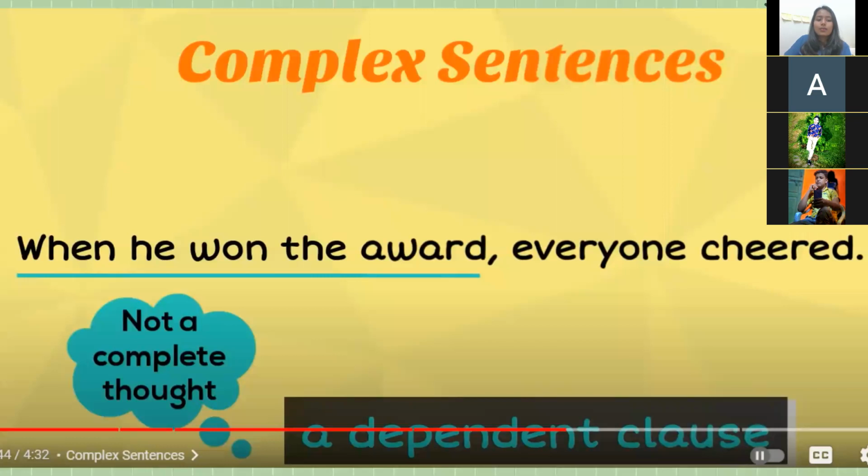Okay. When he won the award, everyone cheered. Everyone cheered is an independent clause. When he won the award is a dependent clause. Okay. Yes, ma'am. So यहाँ पर this is the independent one.